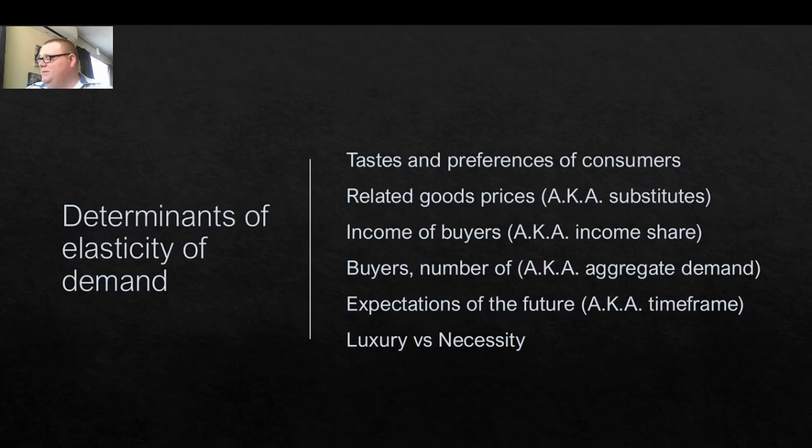There's expectations for the future, which I put there, aka time frame. A good way to explain this is winter wear.